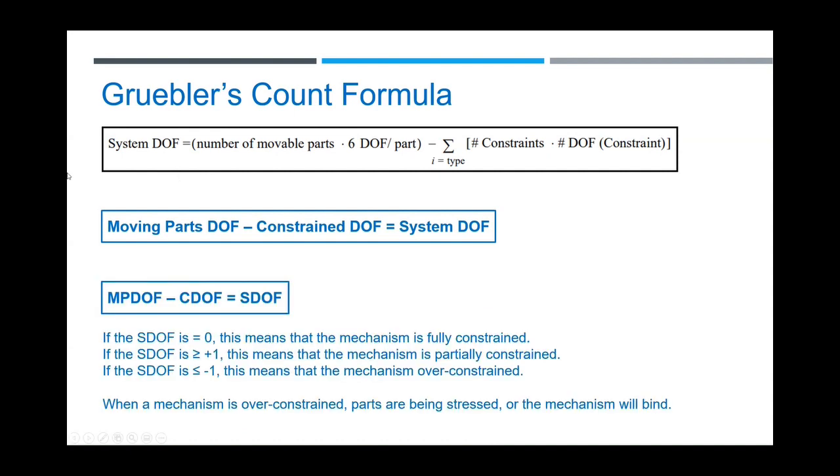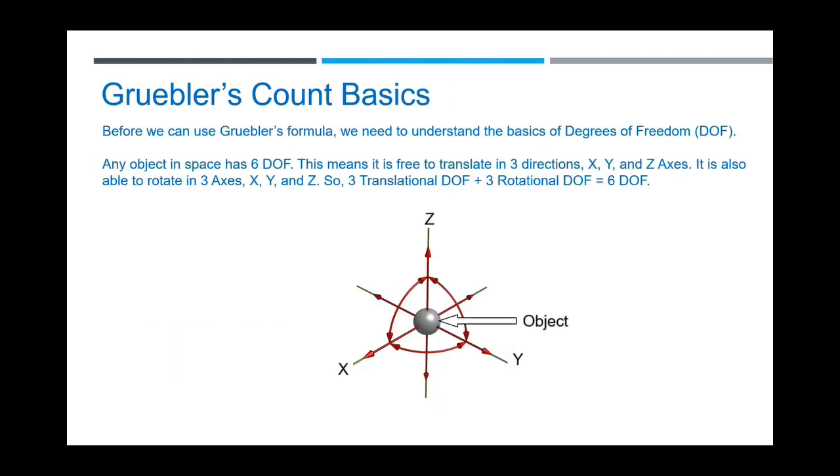So one of the answers is if you get a 0, that means the mechanism is fully constrained. If you get a positive 1 or more, that means you have freedom of movement in your mechanism. And if you have -1 or less, then your parts are over-constrained, there's stress, and your mechanism will bind.